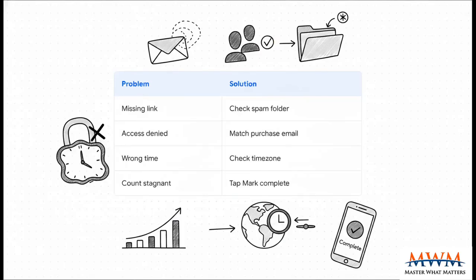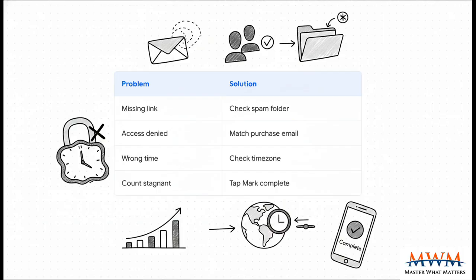To round things out, here is a super quick troubleshooting reference straight from the source guide. If your magic link goes missing, just give it a minute, check your spam folder, and request a new one. Getting an access denied message? Just make absolutely sure you are logging in with the exact same email address you used to buy the courses.